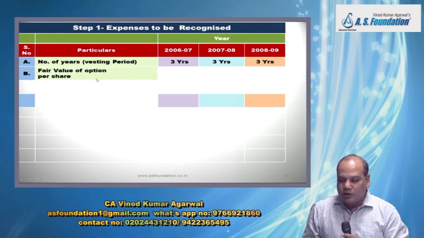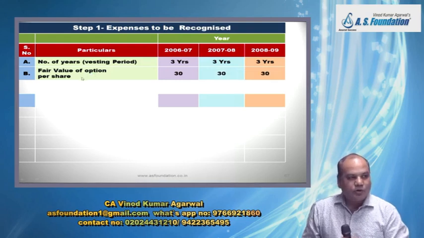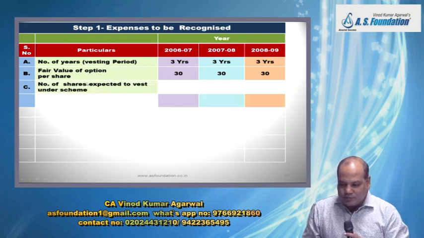Then point number B, write down fair value of the option per share. Fair value of the option per share, which is given in the question, 30 rupees, 30 rupees, 30 rupees. If fair value of the option is given, take fair value. If not, then take intrinsic value. Okay. Point number C. Number of shares expected to vest under the scheme.